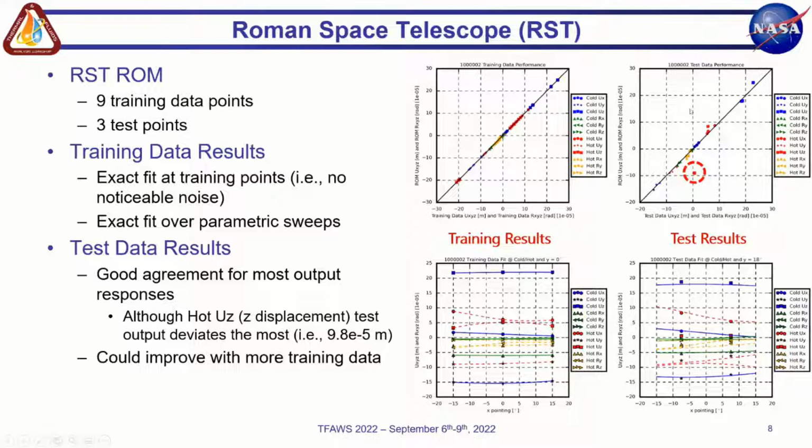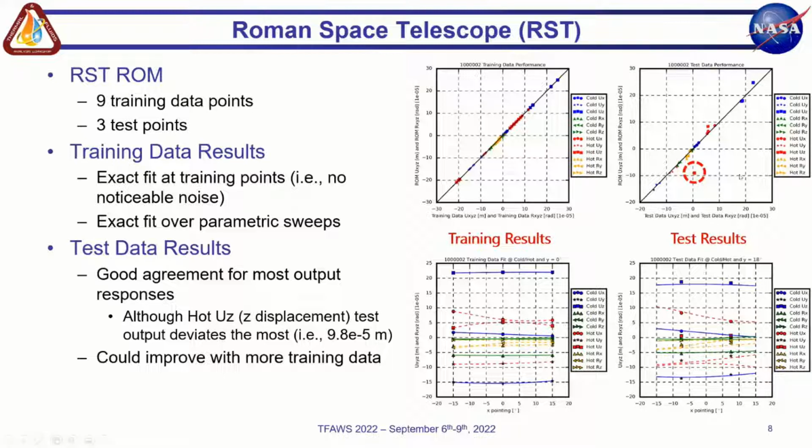But as we go to the test results, we have 3 test points. We see a little bit of noise as we saw before, and then we see a couple spots where the outputs are deviating more significantly. In particular, this UZ, so this Z displacement result did deviate quite a bit. Kind of the fix for this type of thing would be, hey, let's throw more training data points at this to kind of tighten that up.